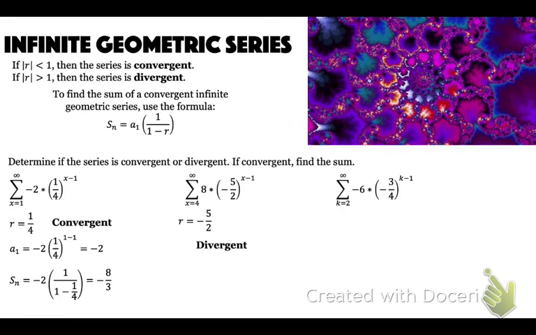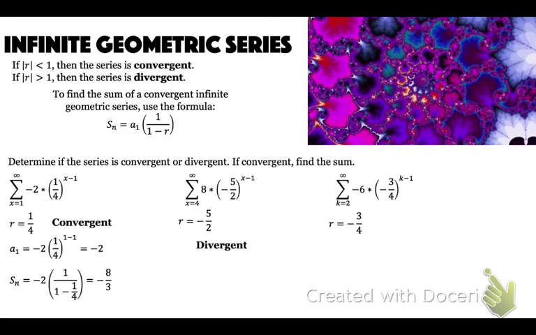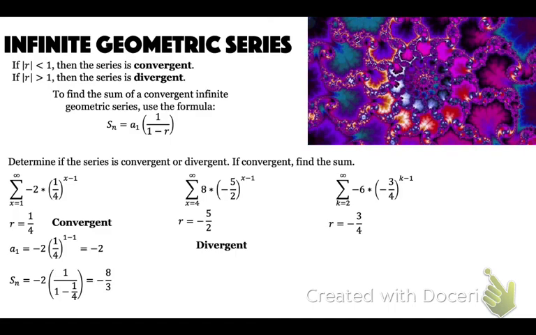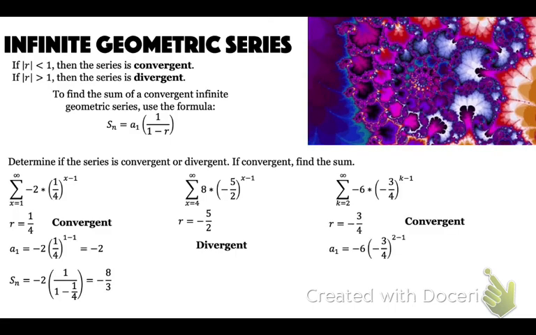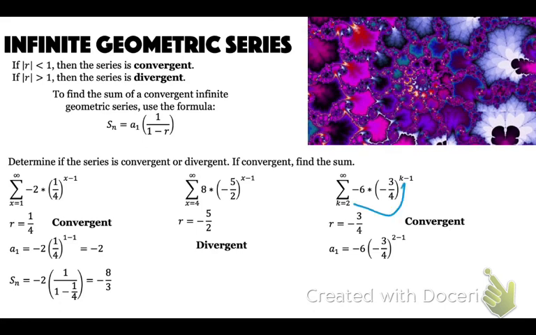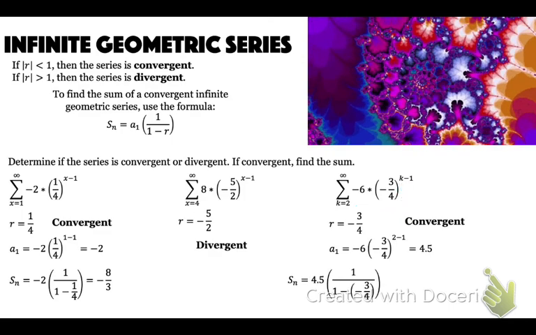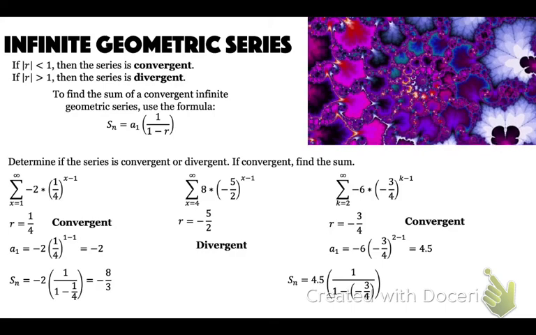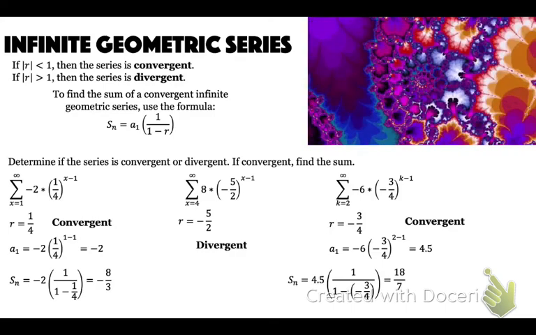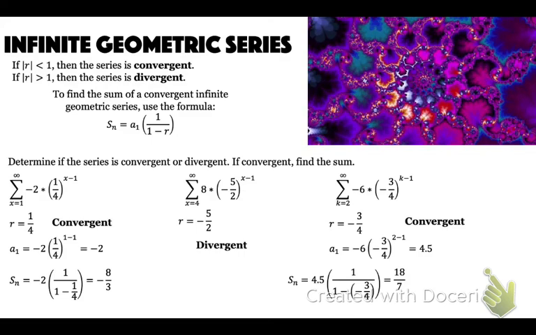This one, my R value is -3/4. The absolute value of -3/4 is 3/4, which is less than 1. So that means this is convergent, and I have to find my first term. To find my first term, I'm going to plug 2 in up here. So -6 times -3/4 to the 2 minus 1 power, which is 4.5. Then my formula is S sub n equals 4.5 times 1 over 1 minus -3/4, which is 18/7. Very cool.